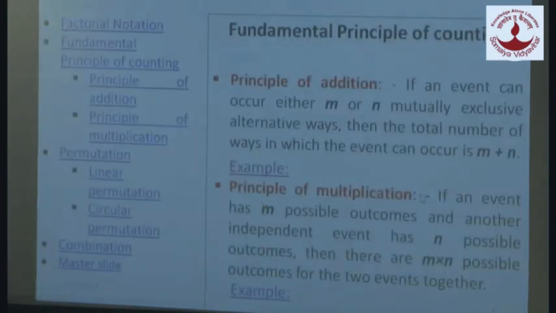Now consider the principle of multiplication. If an event has m possible outcomes and another independent event, this word is important, independent, has n possible outcomes, then there are m into n possible outcomes when the two events occur together. These two events must be independent events, then the total number of ways the two events can occur together is m into n. I will modify that example and show how we get this.